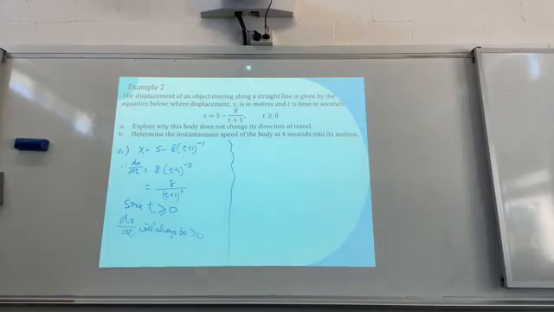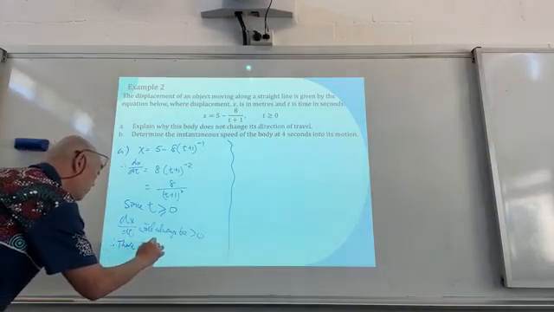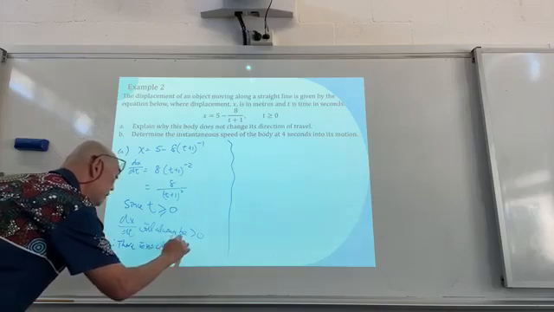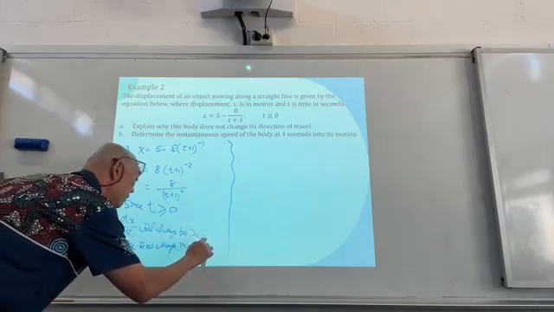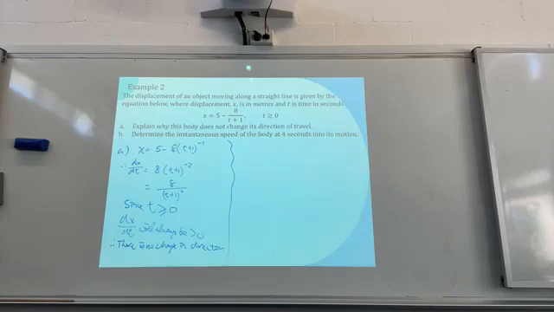Therefore, there's no change in direction. There's only a change in direction if there's a change in sign of velocity. So there is no change in direction. You can sub in 4 and try something: 8 over 25. Still positive. And then B, determine the instantaneous speed of the body at 4 seconds. That's pretty straightforward.